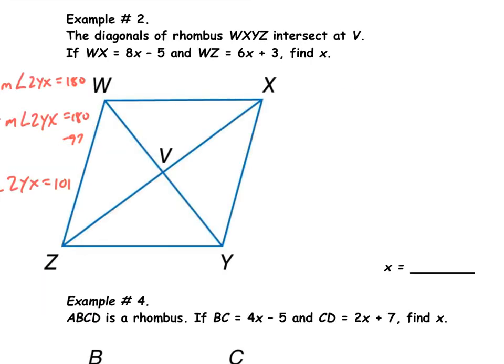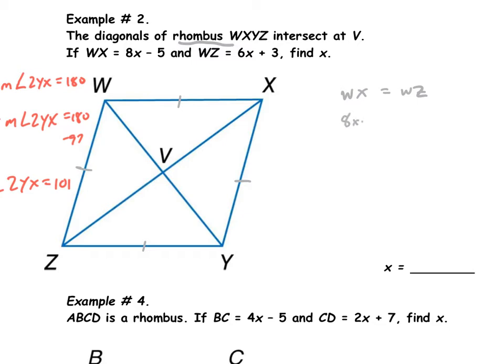Example number 2. If the diagonals of a rhombus intersect at V, if WX is 8x minus 5, and WZ is 6x plus 3, find x. Again, the key to this problem is that they tell me I have a rhombus. Since it's a rhombus, I know all the sides are congruent by definition. That means that WX is equal to WZ. So segment WX is congruent to segment WZ, therefore their lengths are the same.